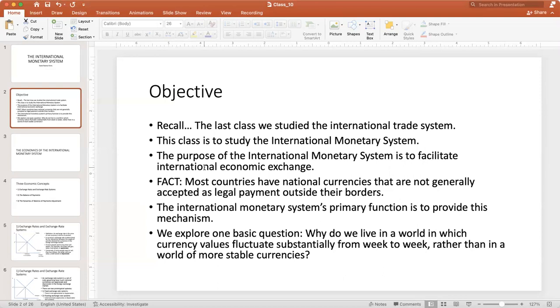So we are going to explore one basic question. Why do we live in a world in which currency values fluctuate substantially from week to week rather than in a world of more stable currencies? So we are going to talk about how the international monetary system is interrelated to the international trade system and how this idea of providing currency is an important decision for the international system and for the countries.